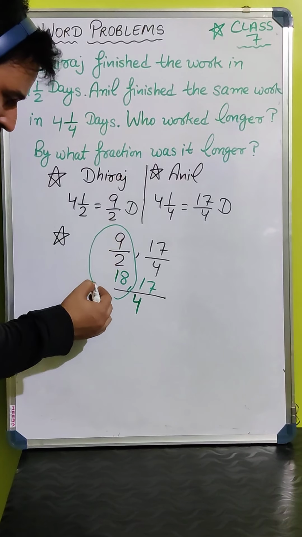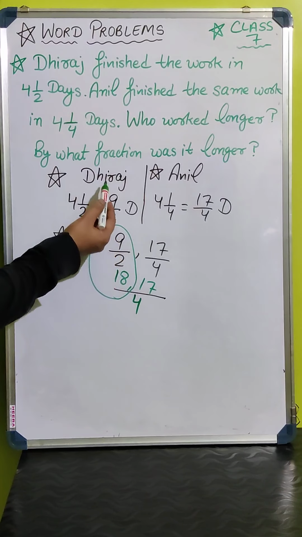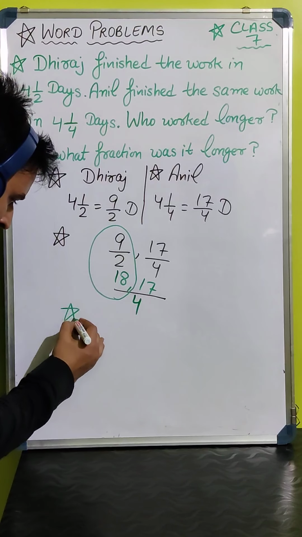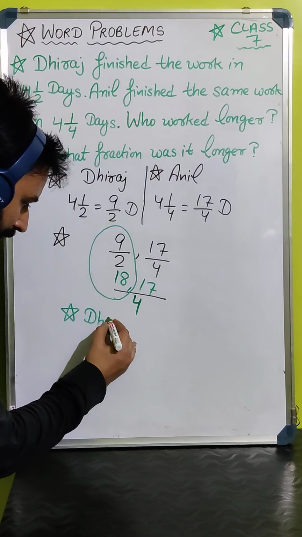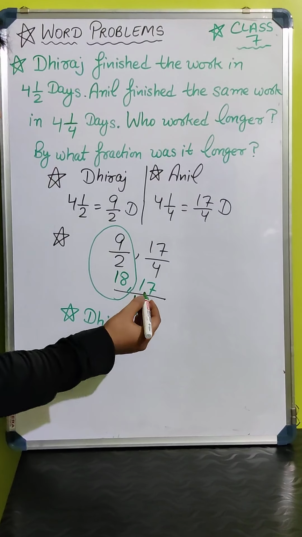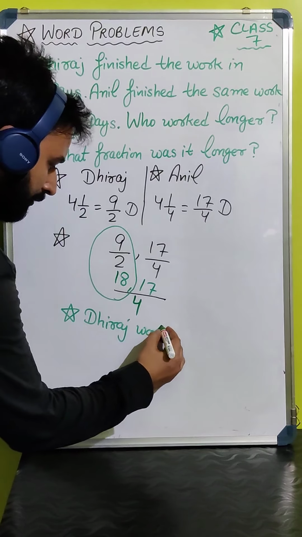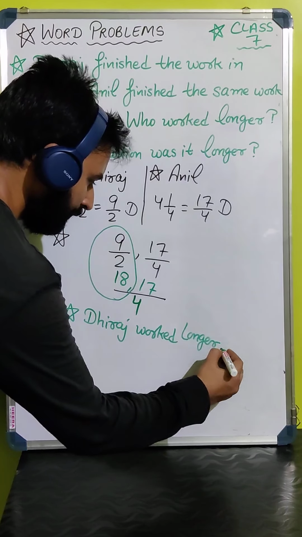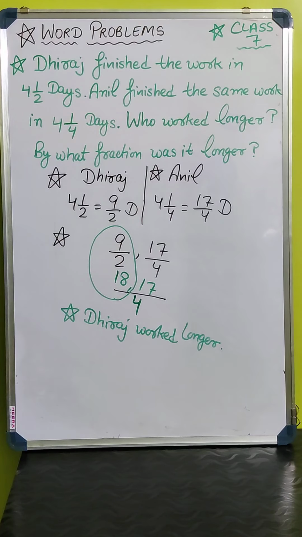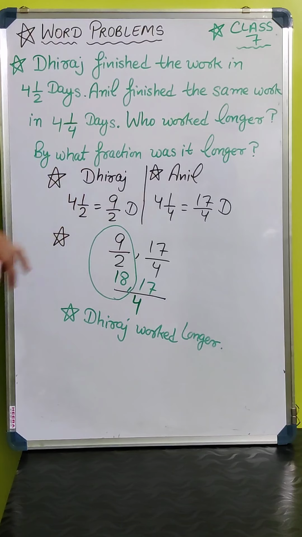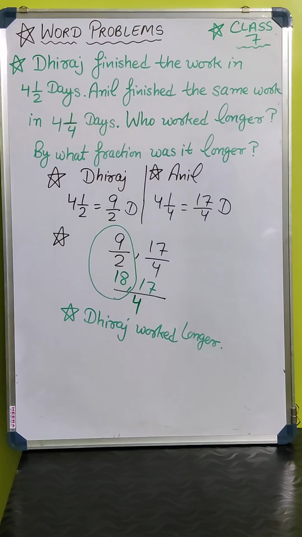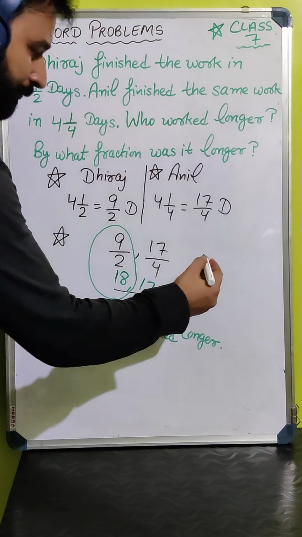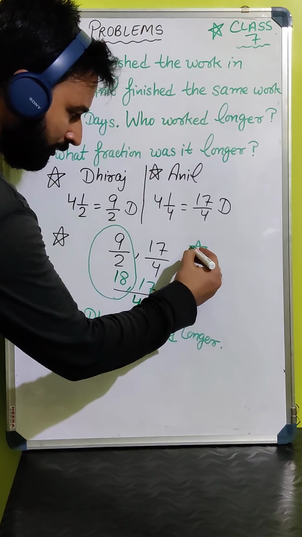So who worked longer here? 9 by 2. 9 by 2 is Dheeraj. So what will you write here? Dheeraj worked longer. Okay. Now comes the next part. They are asking by what fraction was it longer? Means by what fraction.